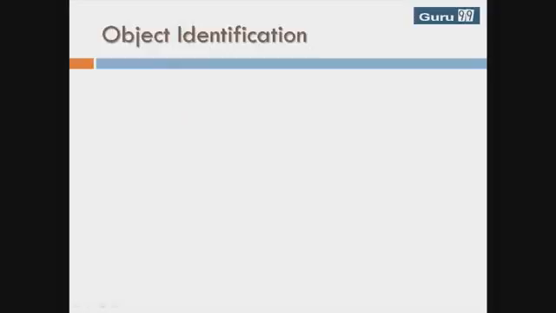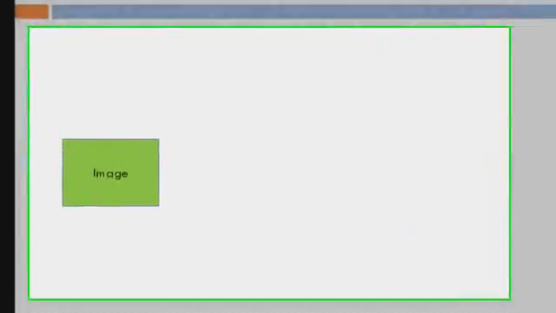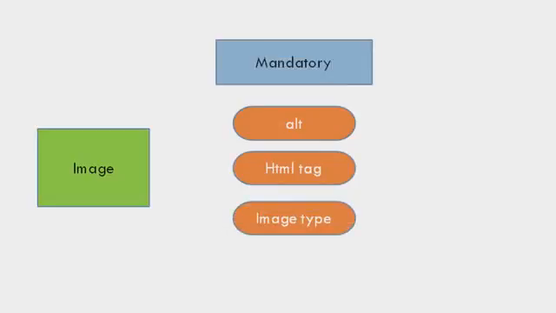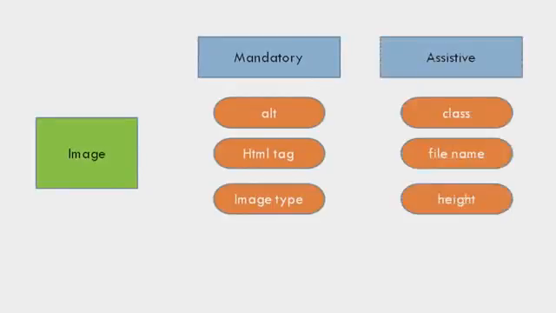To understand this better, consider the example of a web image. QTP will store values of alt text, HTML tag, and image type mandatorily, even if it can create a unique identity using the alt property alone. In case it cannot create a unique description using the mandatory properties, QTP will store assistive properties. In this case, QTP will store the class property.